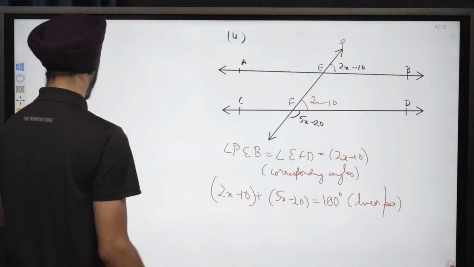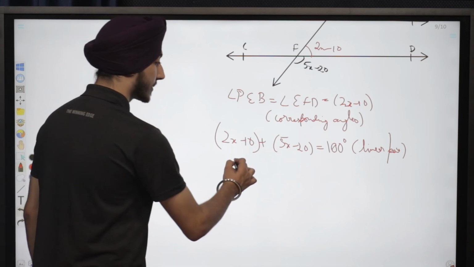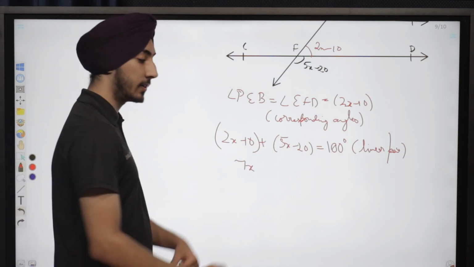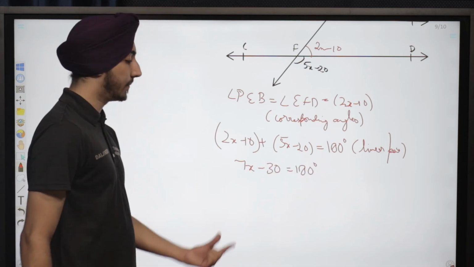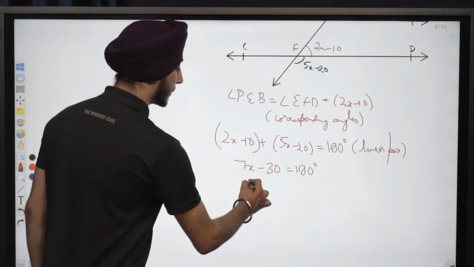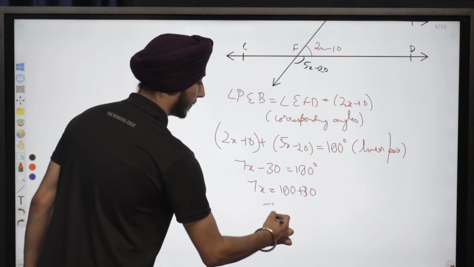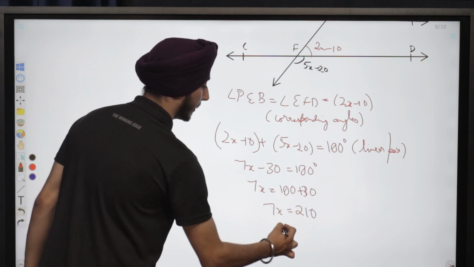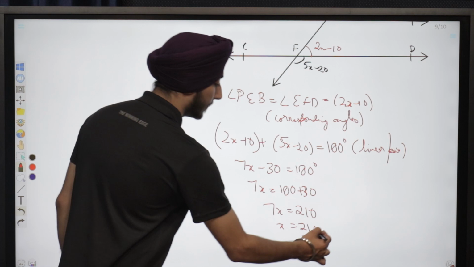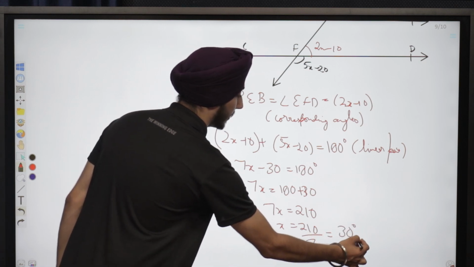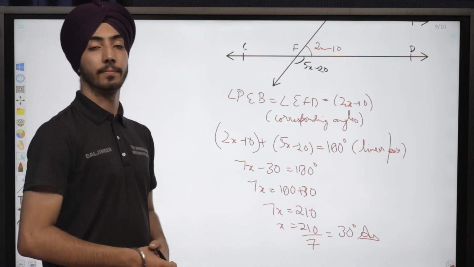Right? Let's solve this out. 2x plus 5x will give us 7x, and minus 10 and minus 20 will give us minus 30, which is equal to 180 degrees. Minus 30 will go on to the other side, it will become plus 30. So 7x equals 180 plus 30, 7x equals 210. X will be 210 upon 7, and 7 3s are 21 and 0 copy. So the x comes out to be 30 degrees, and this is your final answer. Simple.